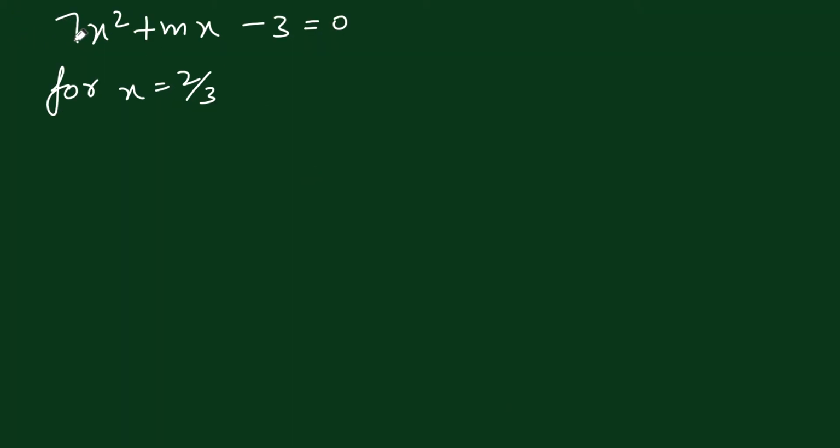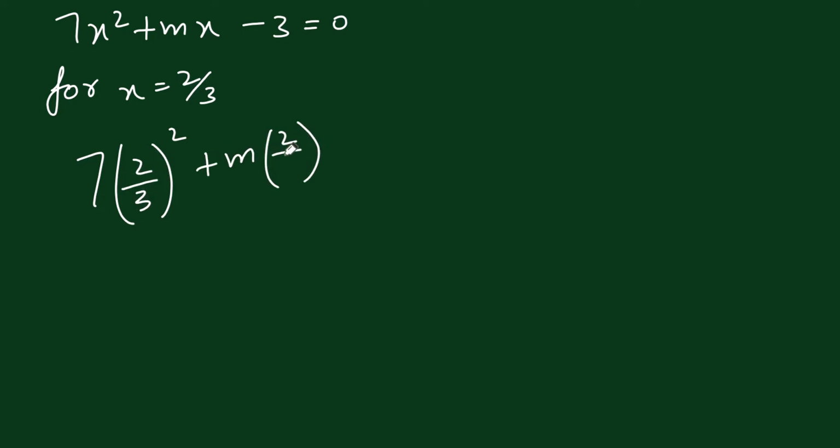So this is our question. 7x square plus mx minus 3 is equal to 0 and x is equal to 2 by 3 for this equation. Substituting in place of x, we will substitute the x value which is 2 by 3, m into x will come m into 2 by 3 minus 3 is equal to 0.